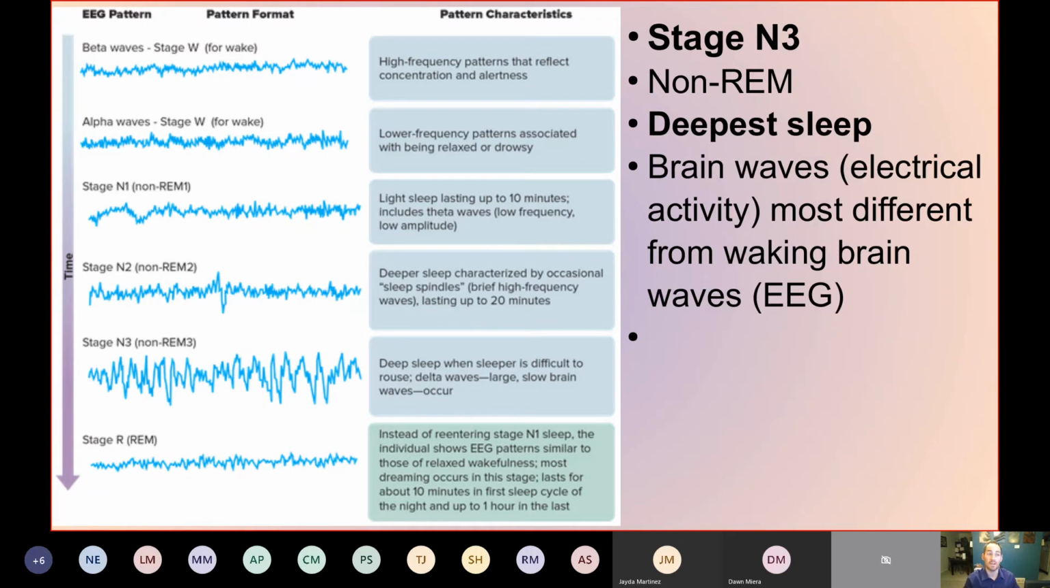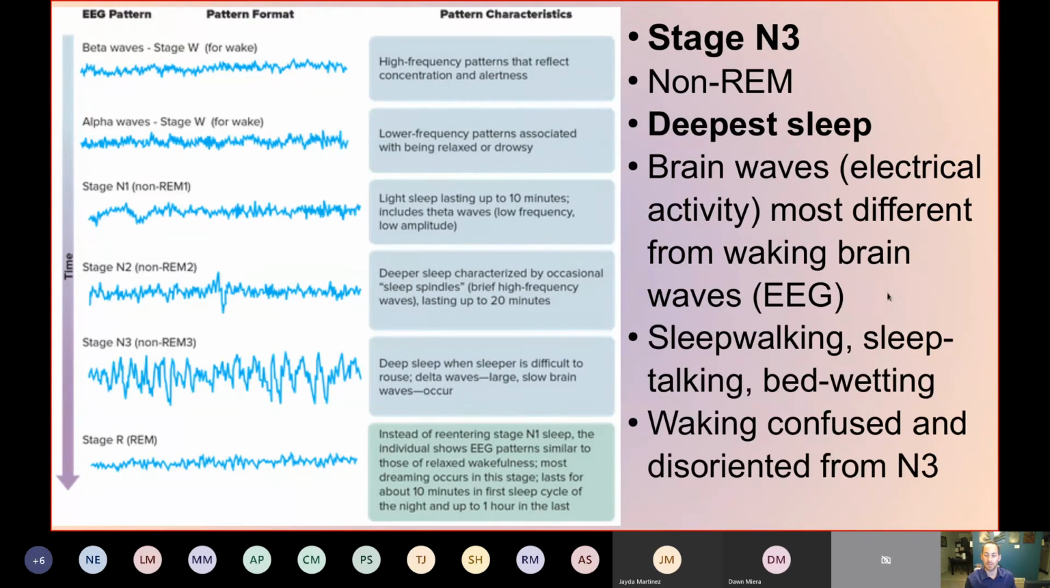So N3 is also a non-REM sleep. It's actually the deepest sleep. The brain waves or the electrical activity are the most different from our waking brain. So here we've got waking waves, alpha and beta waves. Stage N1, you can see that's still pretty similar to our waking brain waves. And stage N2 is a little bit more different. Stage N3 is quite a bit different than what we experience during wakefulness. And then REM sleep is actually very similar to what we experience for wakefulness.